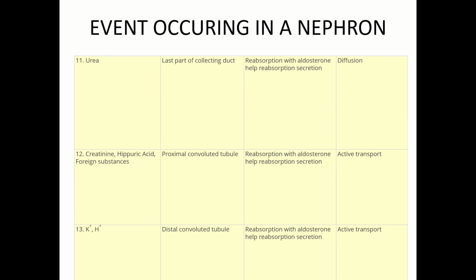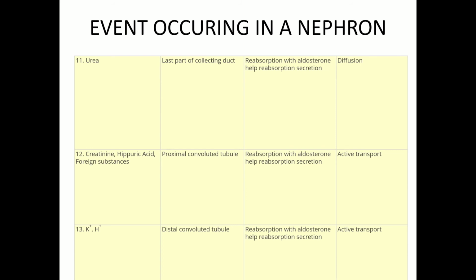Then urea. The region is the last part of the collecting duct, the process is reabsorption and secretion, helped by aldosterone, and the mechanism is diffusion. Then we have creatinine, hippuric acid and foreign substances as the materials transferred. The part of the nephron is the PCT. The process is reabsorption and secretion, with aldosterone helping. The mechanism is active transport.